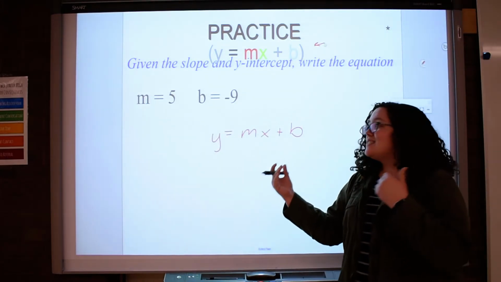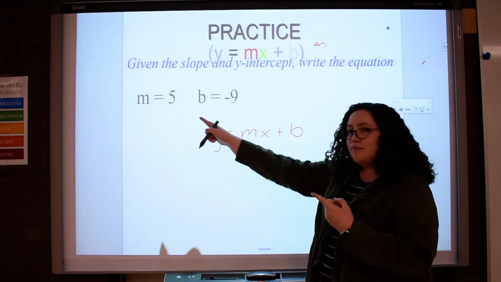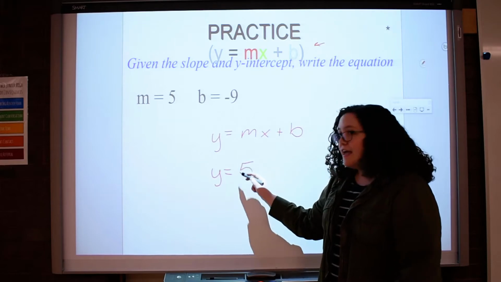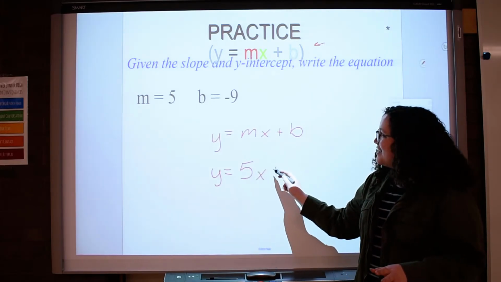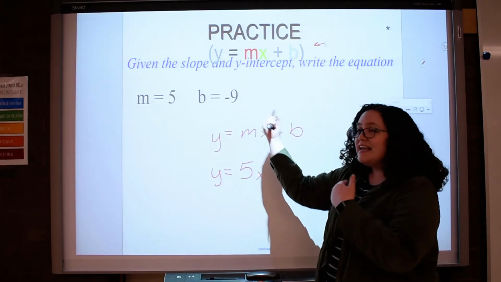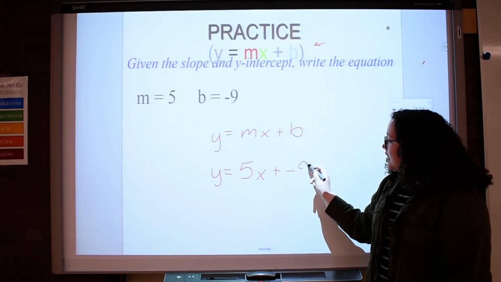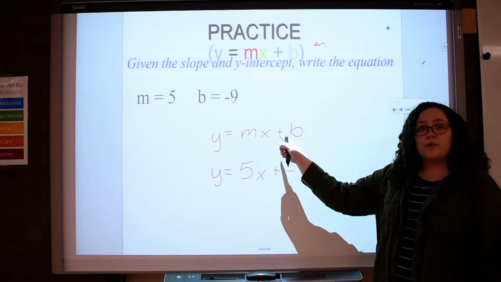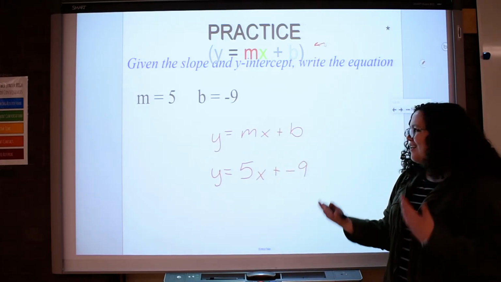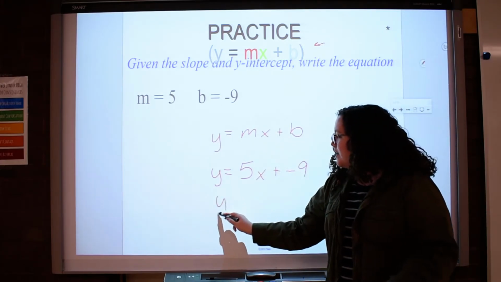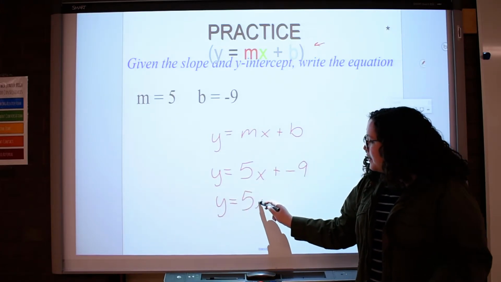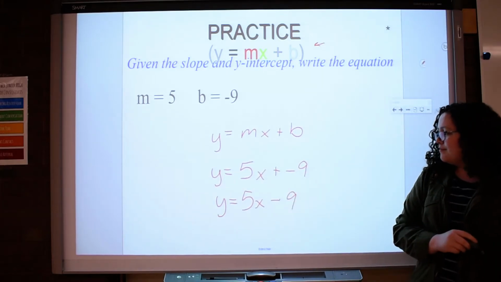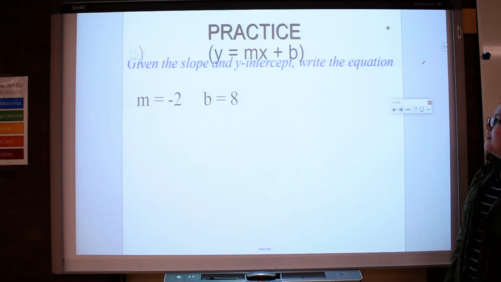So let's go ahead and substitute in the m, which is 5, for m. We've got y equals 5 instead of m, x plus, and we're going to substitute in our negative 9. Notice, we now have plus a negative 9 because we were going off of y equals mx plus b. That's okay. We can shorten this down. Y equals 5x. Remember, when you're adding a negative, what you're actually doing is subtracting 9. There we are. Simplified.